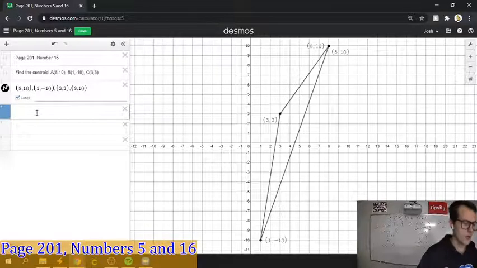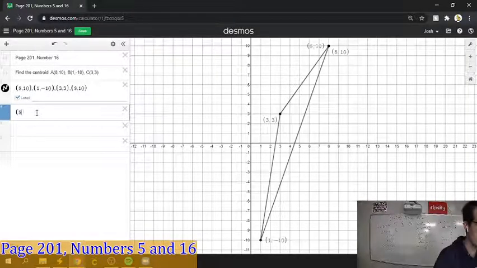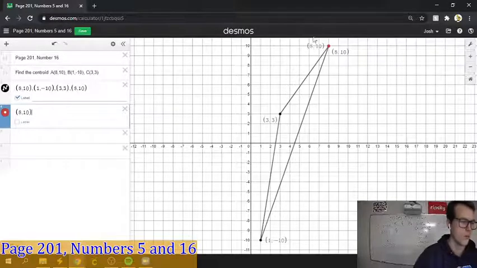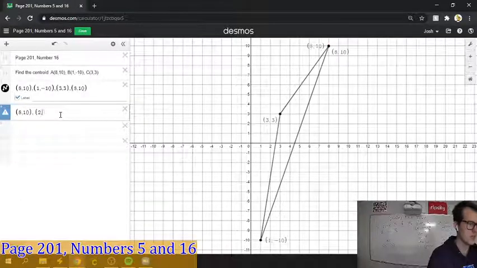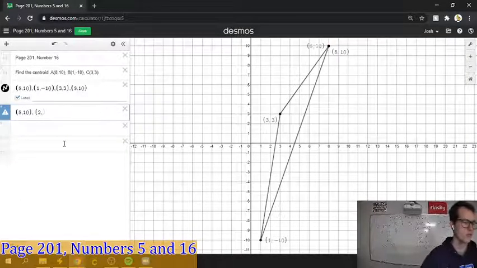Okay, so this first one, I'm going to connect the dots between (8, 10), which is right up here. It's red now, and the opposite midpoint. So that's the midpoint between these two points. The way to find that is we're going to take our x's, add them together, divide by 2. 3 plus 1 is 4. 4 divided by 2 is 2. So that's our new x-coordinate.